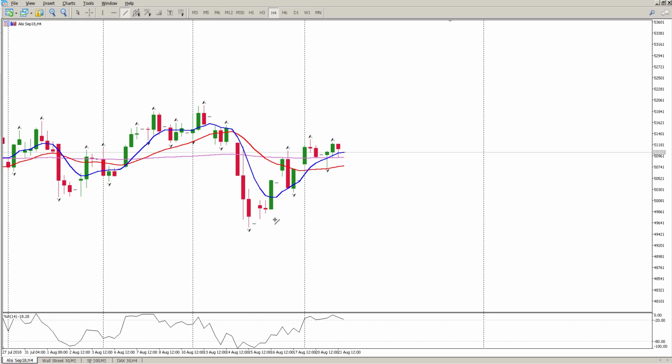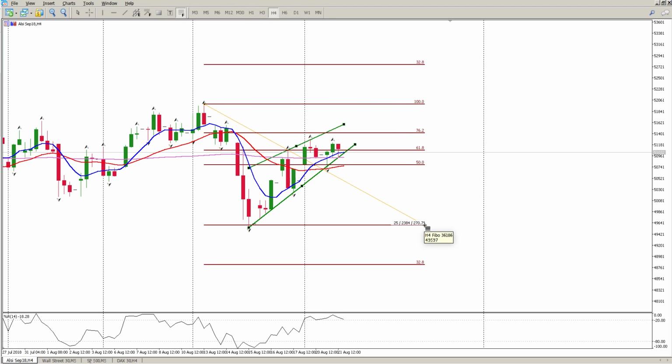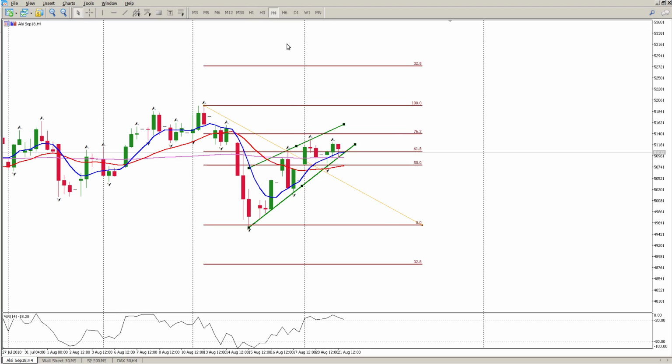So first things first, this level here is fairly significant, okay? And the other thing that we have here is the trend which is sloping down on the top. So that is a wedge, okay? And it's a wedge off a level. So it's a wedge off a 61.8.